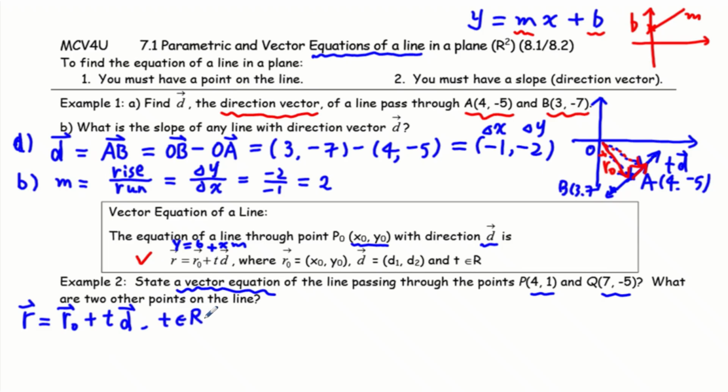T will be any real number. Okay, so the direction vector, we could write it as from P to Q or backward. It doesn't matter. The reason is T could be positive or negative. If T is negative, these two are kind of flipped. So PQ means Q minus P.